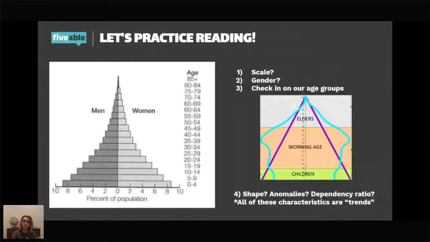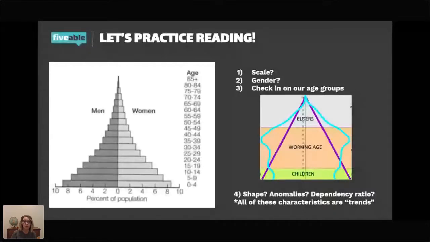It looks a little different from the one we saw before. Difference in colors, difference in the way it's set up a little bit. Our age is on the right side now. But overall, it's given us the same information. So let's practice breaking this down again. We look at our scale. We don't have a title for this pyramid yet. So we can't make any assumptions about that. But we do see that we have this scale reference, which is percentage of population.